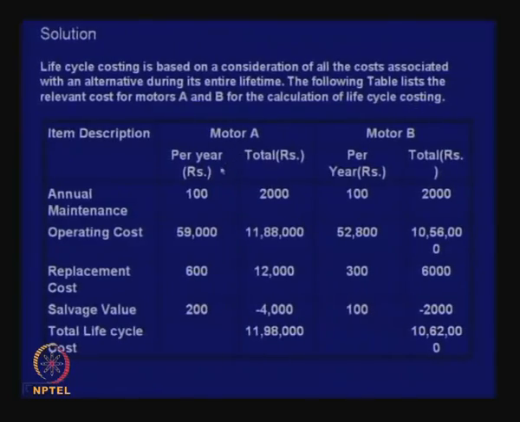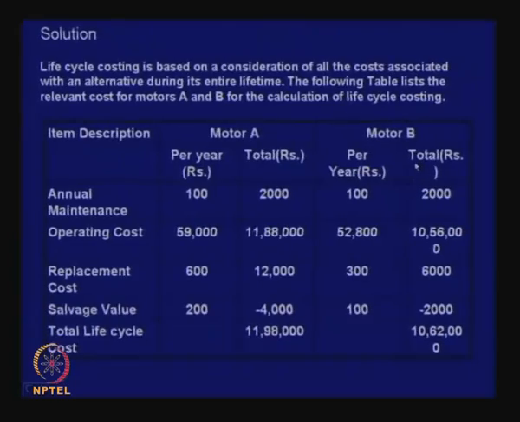Motor A, this is per year, and you get the total for 20 years. Annual maintenance this, 20 years this much; operating cost annual this, 20 years this; replacement cost annual this, 20 years this; salvage value is so much, because its life is only so much. So, it has to be bought again, and this will be the total life cycle cost.